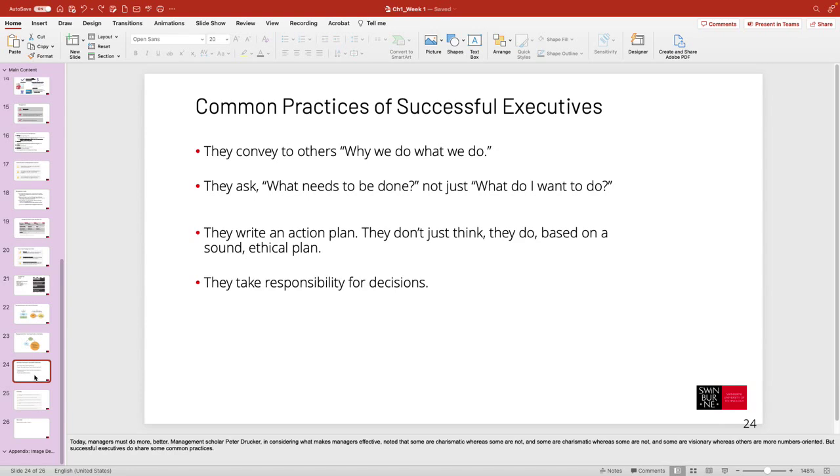Co-create things. They write an action plan. They don't just think, they do based on sound ethical plan, right? It's very important to write an action plan and continuously monitor them. They take responsibility for decisions, guys. It's really important as an individual, not just as a manager. Take the responsibility for your decision. If you make a mistake, that's okay. Just acknowledge that rather than trying to cover your faults, right? Communicate with other people. Yes, I made a mistake and apologize for that and just move on.